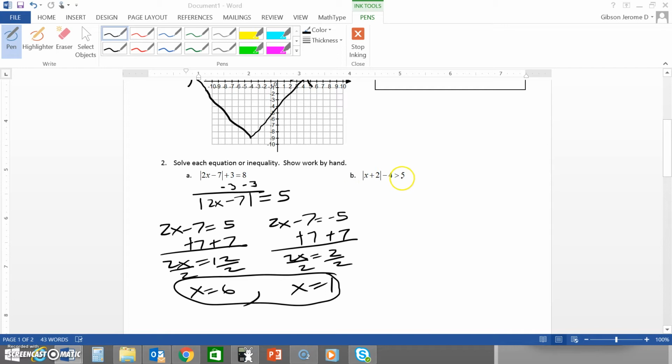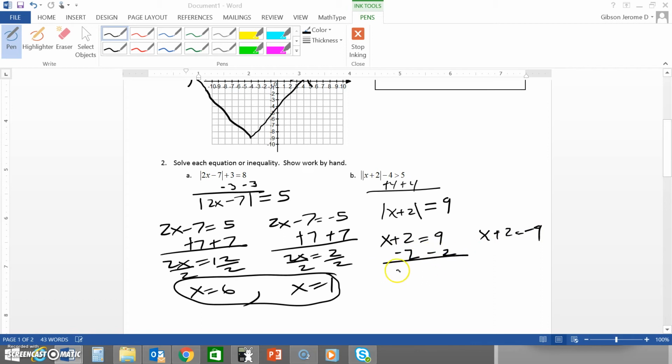Now we go here to B. Now this has an inequality, but we still start off the same. We add 4 on both sides. So we had an absolute value of x plus 2. And what I would do personally, I would just go ahead and make this an equal sign and make that 9. So then we have x plus 2 equals 9. x plus 2 equals negative 9. Subtract 2 on both sides, and x is equal to 7. Subtract 2 on both sides, and x is equal to negative 11.